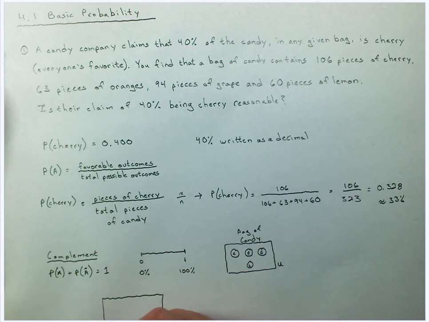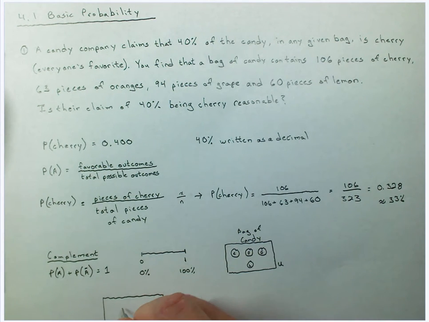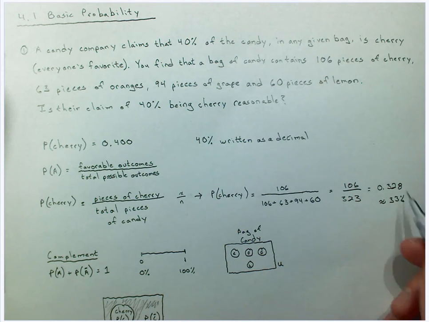Or for this problem, talking about the complement, how I can view that is simply like this. Again, this is my universal set. And what I have here are my cherry pieces. So I could call that, say, the probability of C. But then outside of that, everything else is not cherry. I can group orange, grape, and lemon into not cherry, and it contains everything else which completes my set. So, taking what we had here, the probability of getting cherry is 0.328.